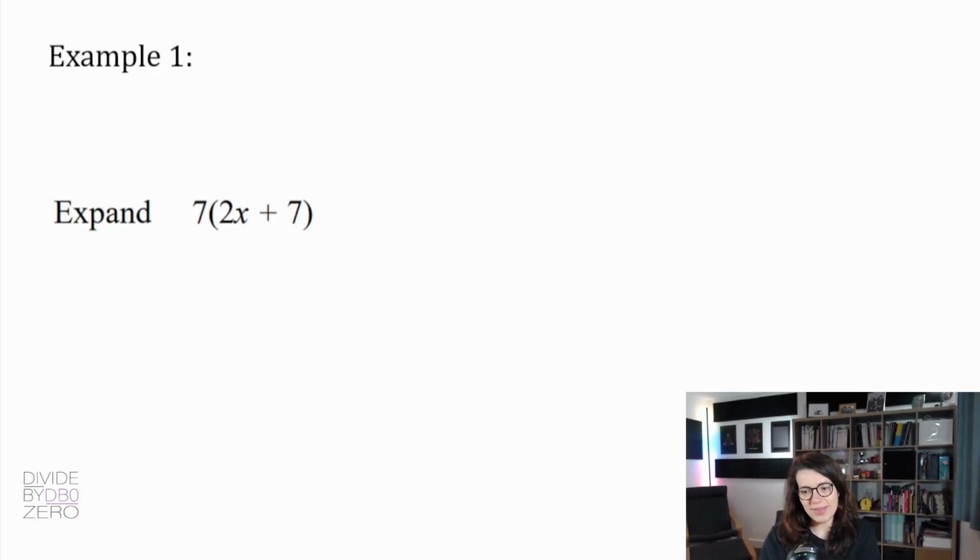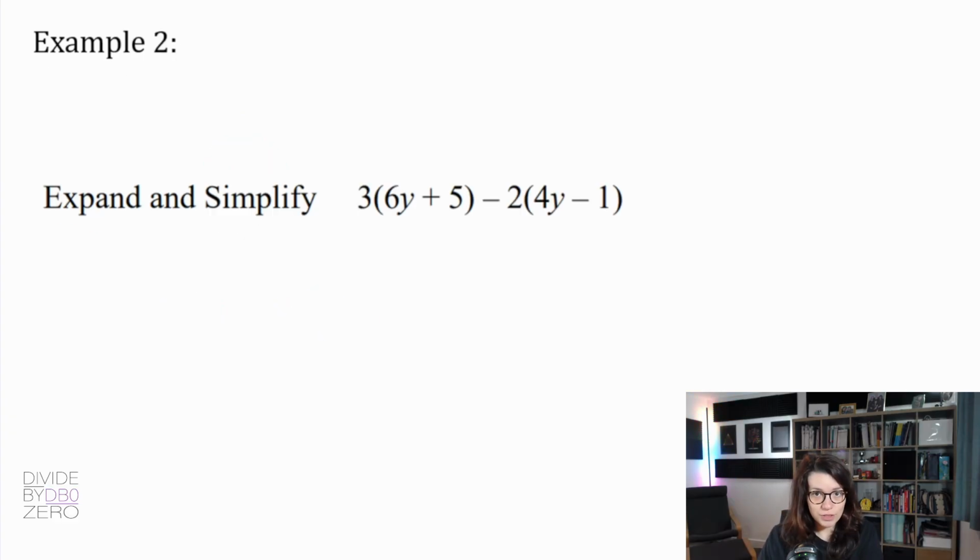Example 1, expand this. So for expanding brackets, what we need to do is take the thing that's outside the bracket and multiply it by each thing inside the bracket. So in this case, this would be equal to 14x from doing 7 times 2x, plus 49, 7 times 7. And that's it.